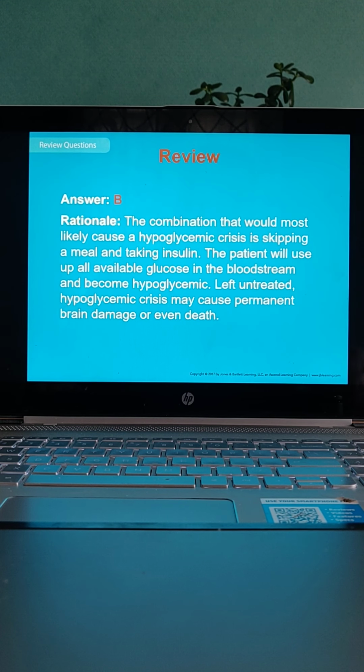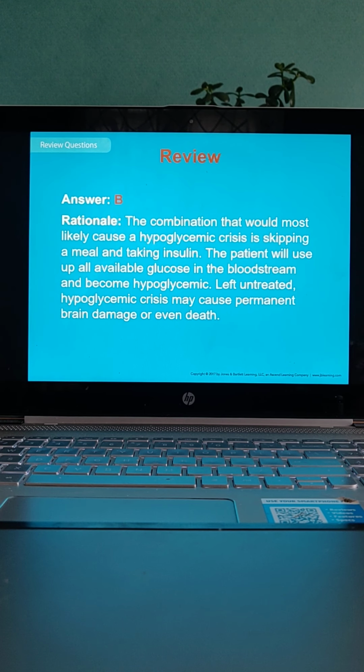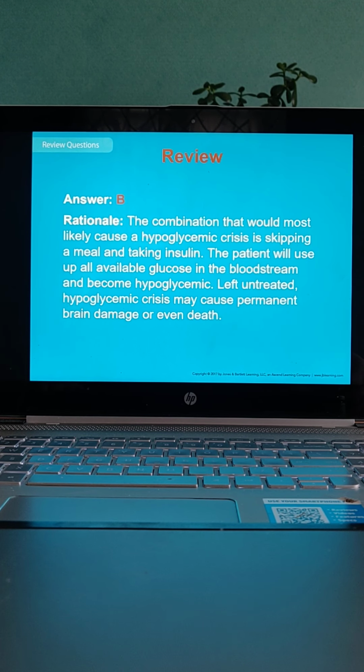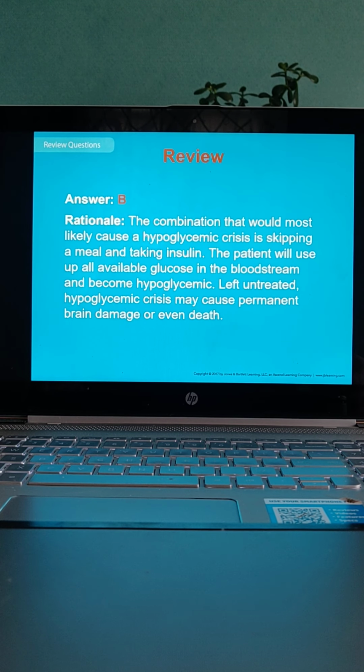The insulin is telling the body, okay, eat up all the sugar you want to. Here are the keys. I'm going to unlock the doors of all the cells. Eat up, guys. And you're depleting your body of all the stored glucose. And because you didn't eat, you're not replacing the sugar that your body's eating. So that's why it's B.